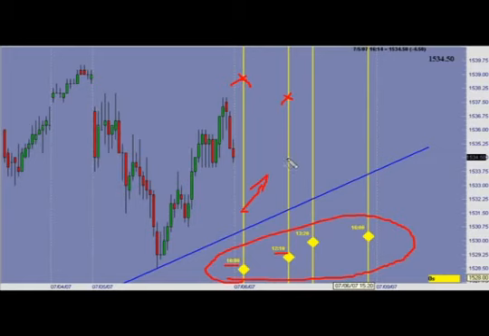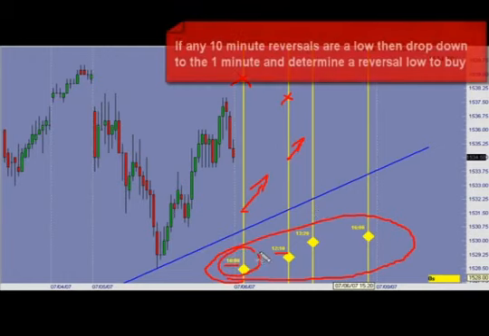And I'm going to wait for the next reversal in case that's a buy or a low. Now, if either one of these reversals are lows, then what I'm going to do is take that zone, the 10-minute zone that we're dealing with, and drop down to the 1 minute and find a reversal that matches within that zone. And that's what I'm going to use for an entry or an exit.